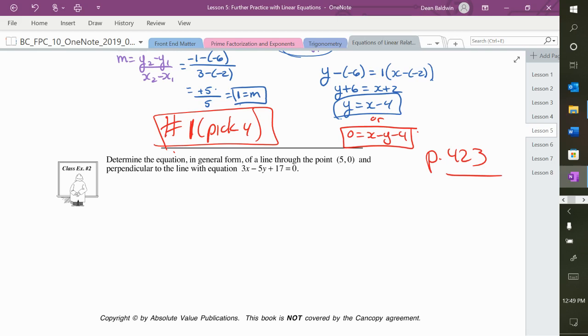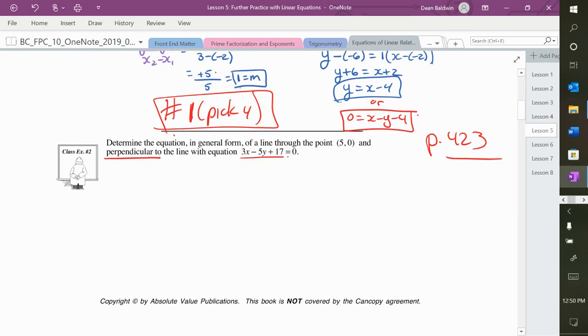Determine the equation in general form of a line through the point 5, 0, and perpendicular to the line with the equation 3x minus 5y plus 17. As soon as you see the word perpendicular or parallel, what are they asking you to find? You have to find the slope. To find the slope of something, it cannot be in standard form. It has to be mx plus b form. You need to rewrite it like that. Y equals blah. Okay? So we need to rearrange this equation here.